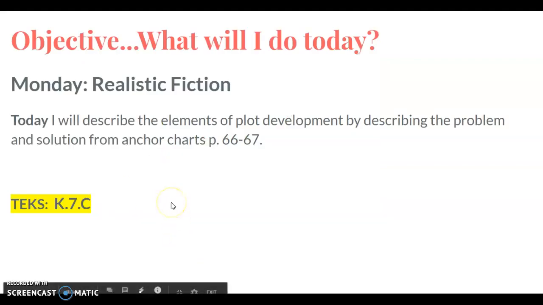Objective: what will I do today? So we are reading realistic fiction. Today I will describe the elements of plot development by describing the problem and solution from the anchor charts on pages 66 and 67. This is the TEKS K.7.C.